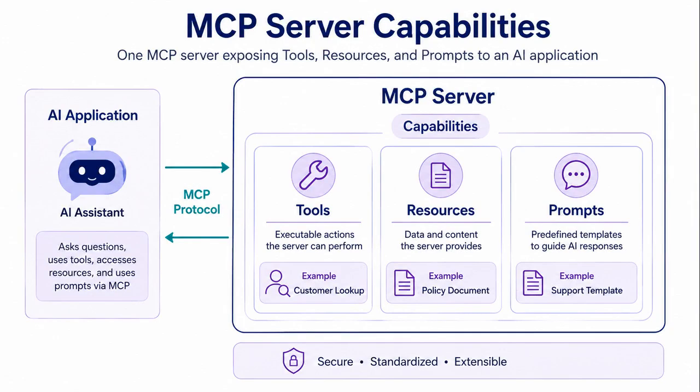Now let's look at what is an MCP server. An MCP server provides capabilities to AI applications. It can expose a tool, like searching a database. It can expose a resource, like a document or file. It can expose a prompt, like a reusable workflow instruction. A server may connect to business systems behind the scenes. For example, a CRM server may expose customer lookup tools. The AI app does not need to know every internal detail.